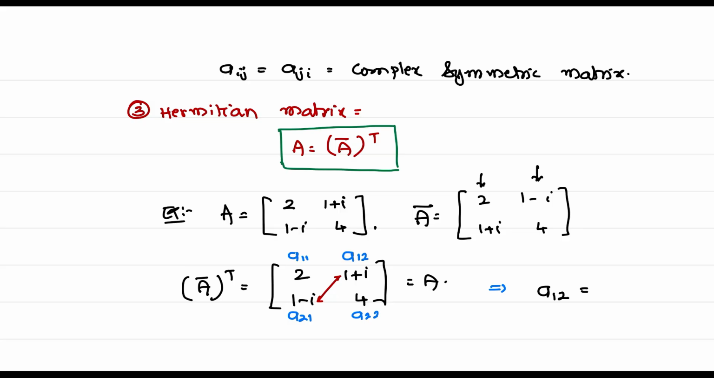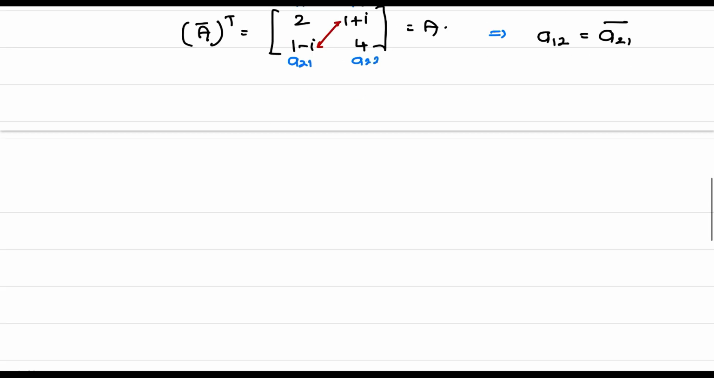A12 is equal to conjugate of A21. If there is a bar on the top, it's conjugate. It's not transpose. Don't get confused between transpose and conjugate. Conjugate complex number, how will it be? If Z is equal to X plus iY, then conjugate of Z is equal to X minus iY. Please remember this property.